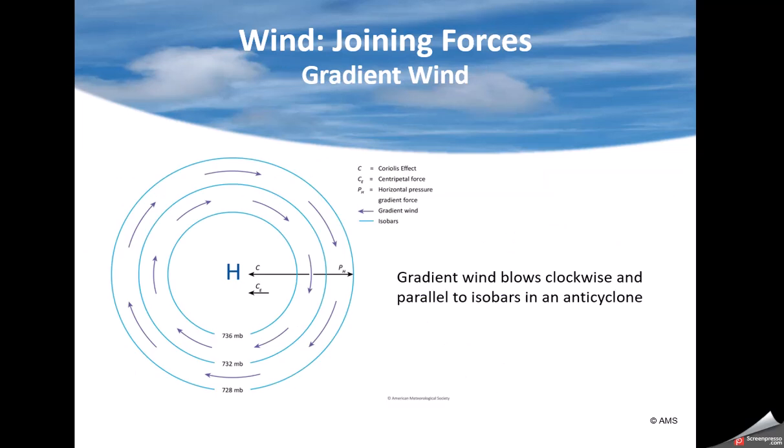Gradient winds add one more force. All the gradient wind is, is you're adding centripetal. That causes the air parcel to turn, constantly rotating the air parcel in a circle.